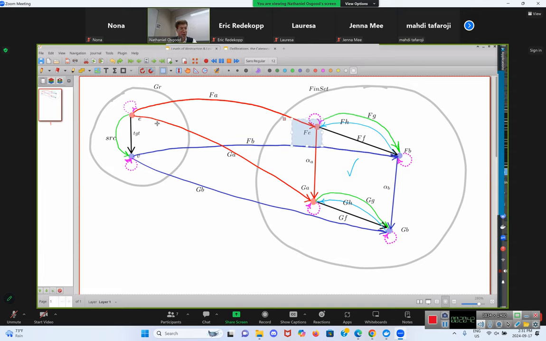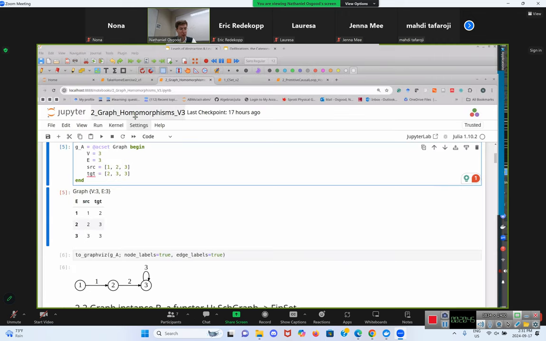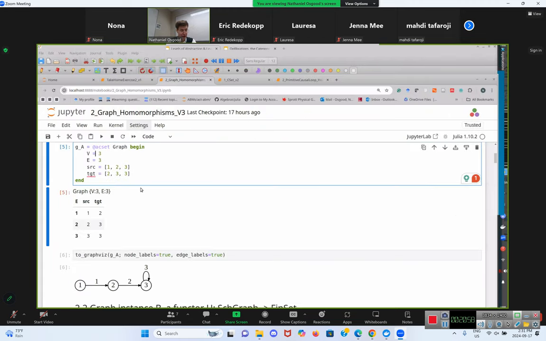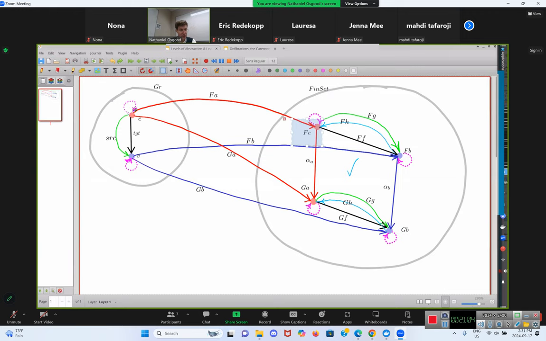So what is FE? You tell me for a graph, like you tell me for this graph, what's FE? 1, 2, 3. Right? The graph maps that. It's a set going from the graph schema to this. And it maps E to the set of edges, right? 1, 2, 3. Are we okay with that? Okay. And what is this one here? G of E. It's exactly right.